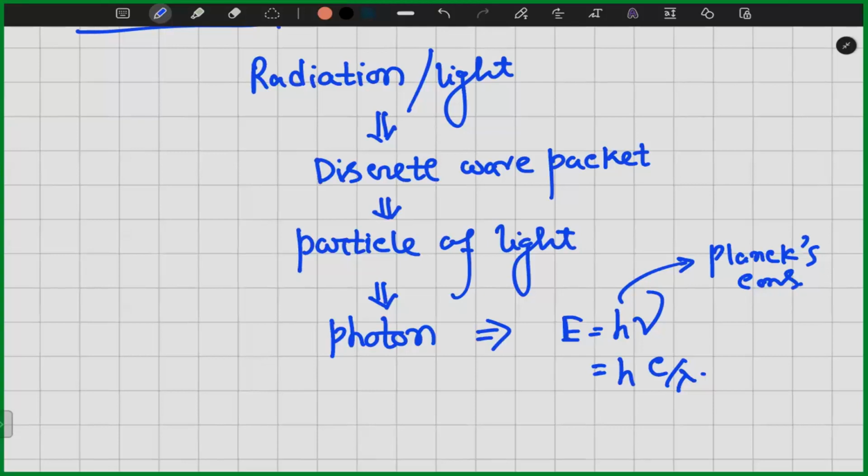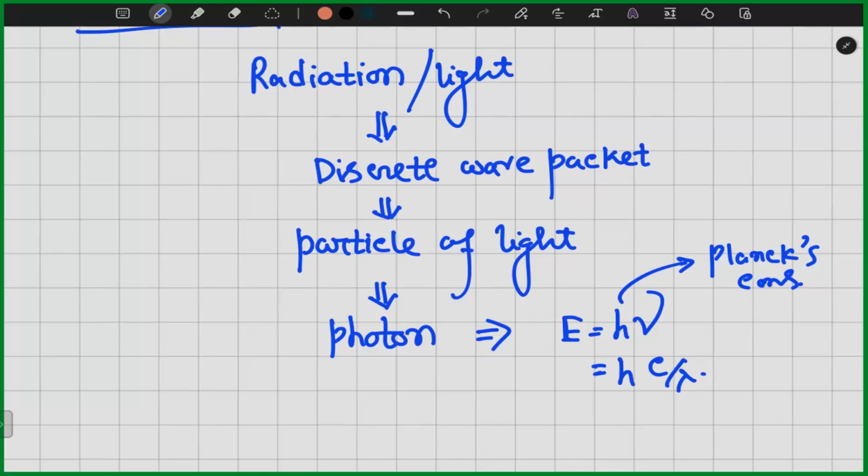So this opens a new direction in physics, that is quantum mechanics. We'll get into that in the next class, the dual nature. From here we can conclude that light is not only a wave. Light has wave nature as well as particle nature. Otherwise, the photoelectric effect can't be explained.